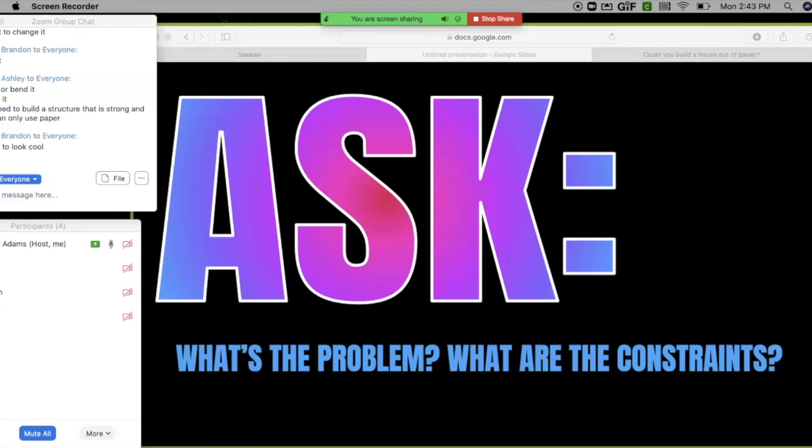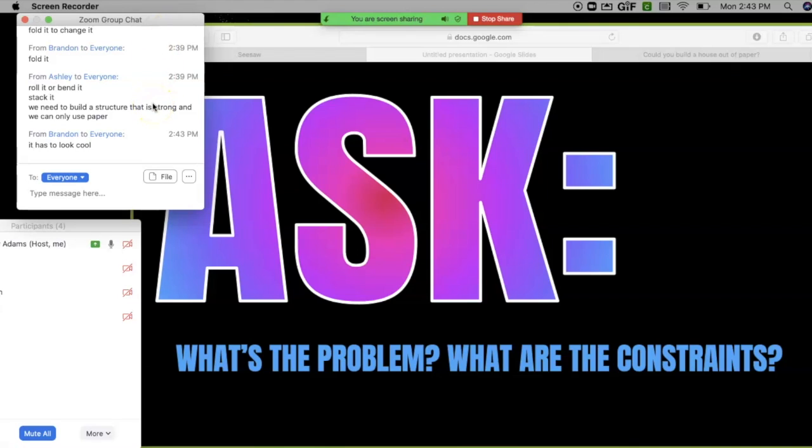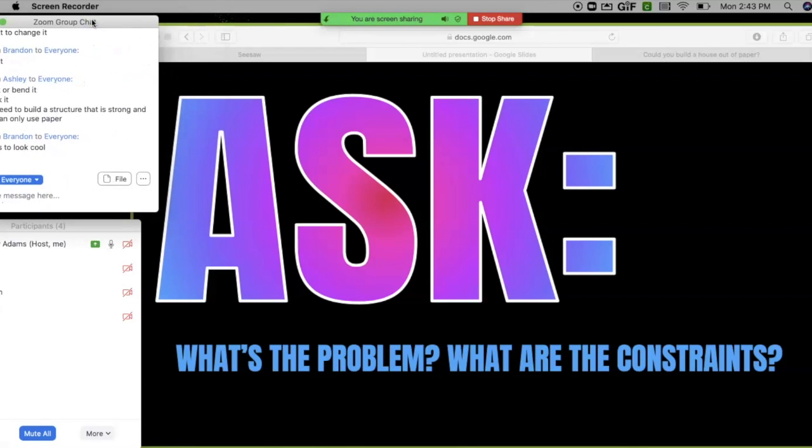So I see that we've already got some responses. Ashley said that we need to build a structure that is strong and we can only use paper, right? So you got one of our constraints that it has to be strong, and then Brandon added in that it has to look cool, right? So our job is to create a structure or a building that is strong and that looks cool, that's visually appealing, and we can only use paper. So we're going to be thinking about those strategies that the video showed us to create a strong structure that also looks cool. Okay, so we know our problem.